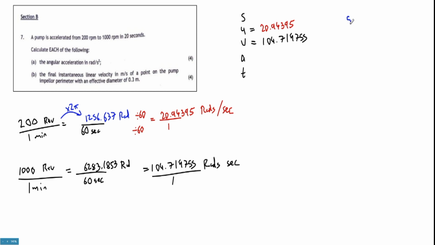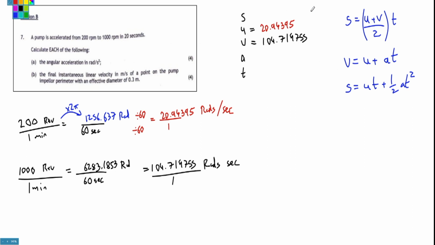We're going to do S is equal to U plus V over 2 times T. That's my favorite now, I think. And then we've got V is equal to U plus AT. And then I think we've got S is equal to UT plus half AT squared. That should be enough to get us through anything. We probably don't even need this last one that much. The top one is really important.